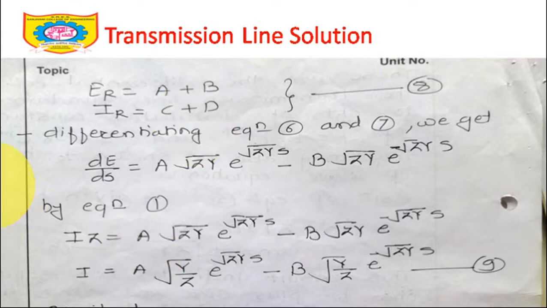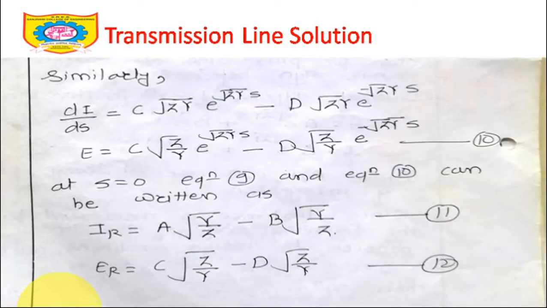Then we did certain different mathematical operations also, and we got another expression for ER and IR, something like this: IR equal to A root Y by Z minus B root Y by Z, and ER equal to C root Z by Y minus D root Z by Y. Now it's time to discuss the remaining part of this derivation, where we will try to solve, because there are two equations in terms of A and B. There are two equations in terms of C and D.